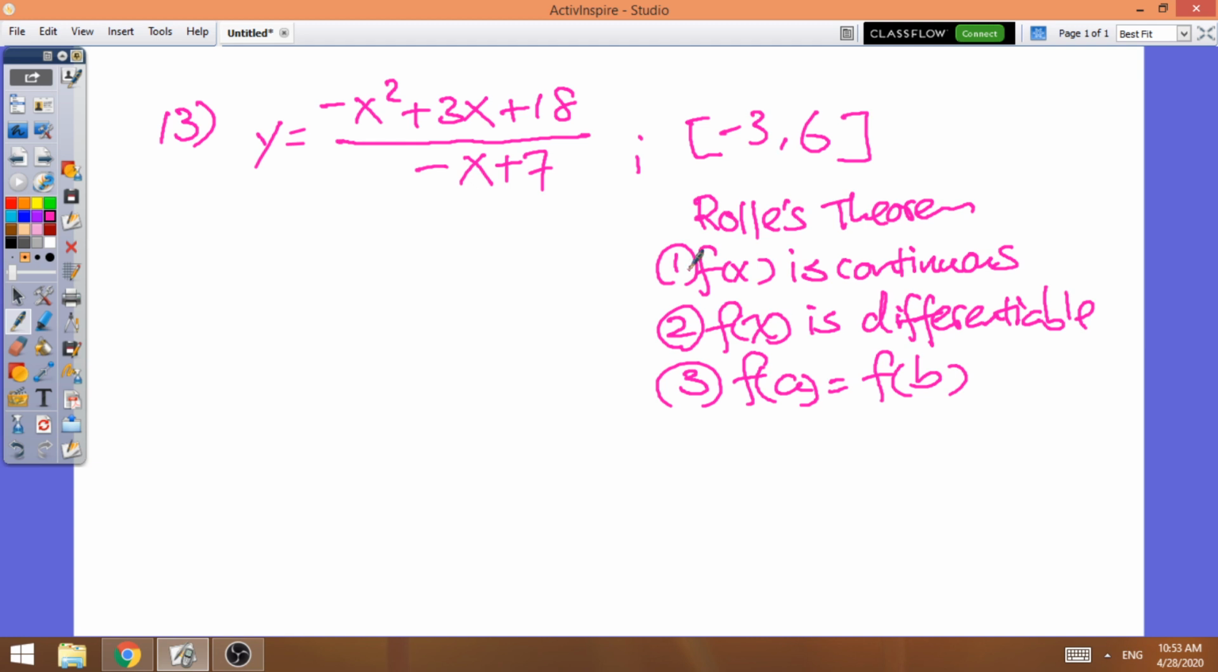So what happens if all three requirements are true? That means f prime of x equals 0, so we can solve for x. The value of x is going to be the value of c. So now let's check this.